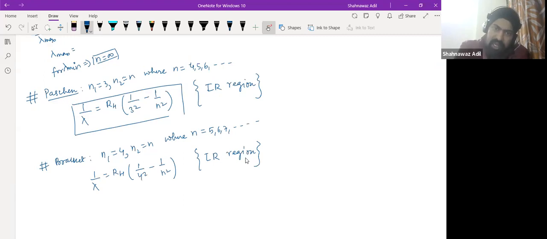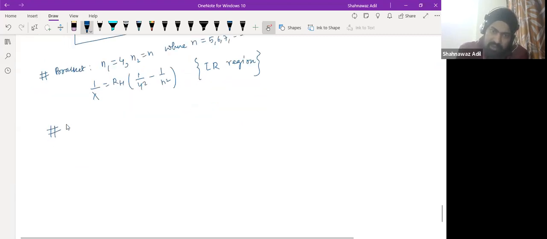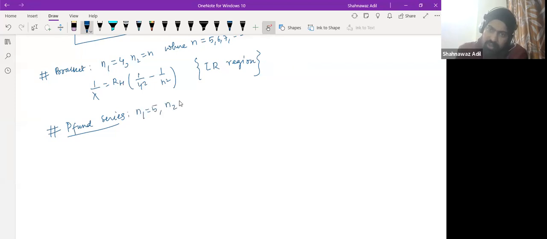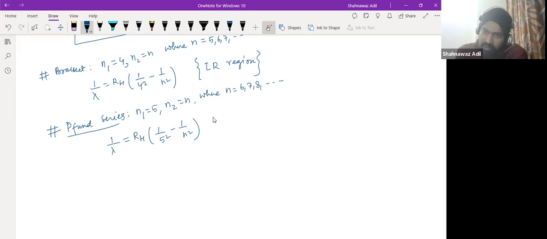And then lastly, you have the Pfund series. What is this Pfund series? n1 is 5 and n2 is n, where n goes from 6, 7, and so on. Here, 1 by lambda is RH (1 by 5 square minus 1 by n square). And this also lies in the infrared.